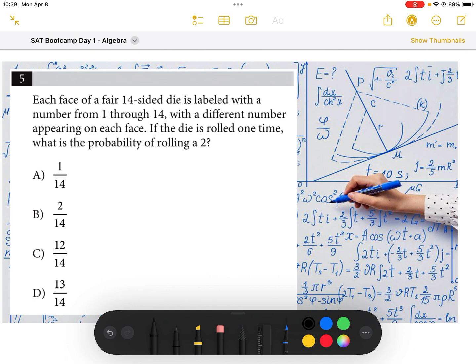Number 5, it says each face of a fair 14-sided die is labeled with the number 1 through 14, with a different number appearing on each face. If the die is rolled one time, what is the probability of rolling a 2? A, 1 out of 14; B, 2 out of 14; C, 12 out of 14; D, 13 out of 14. So go ahead and take a moment and answer this.